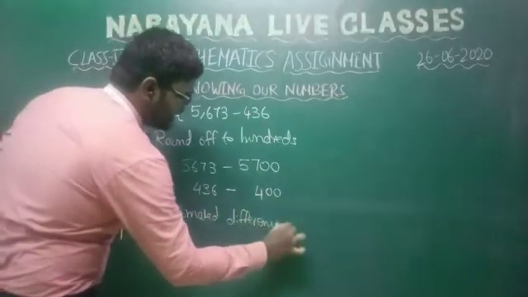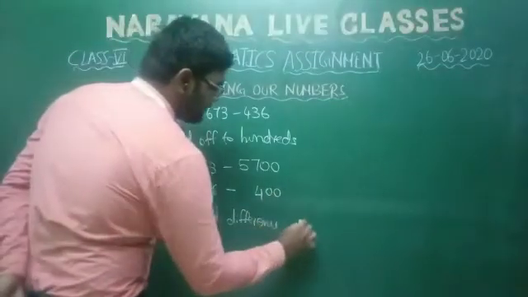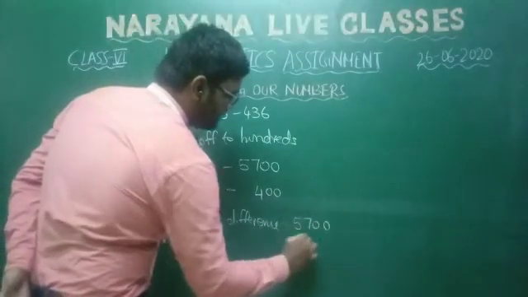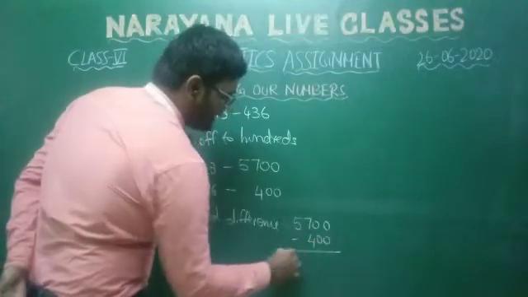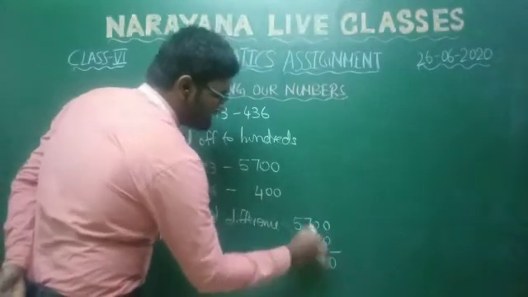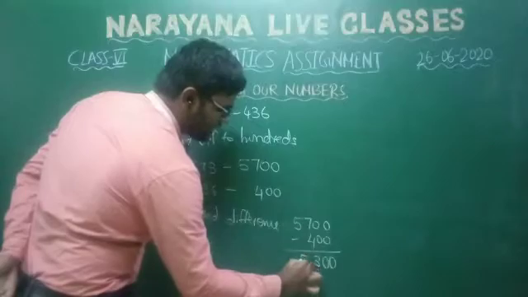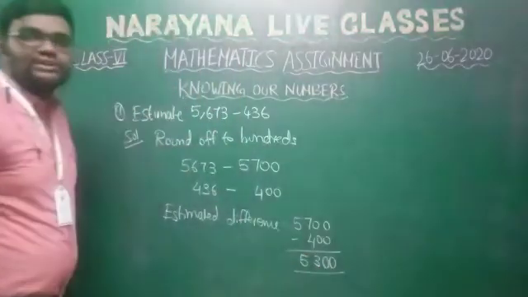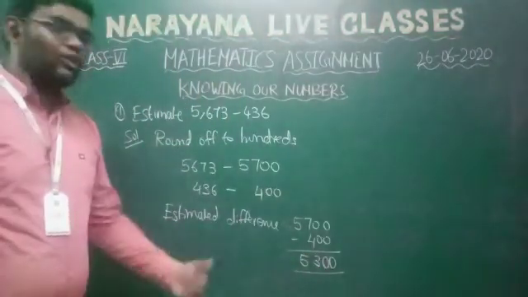Now the estimated difference is equal to 5700 minus 400. How much will you get? 7 minus 4 is 3. The answer is 5300. I hope it is clear, students.